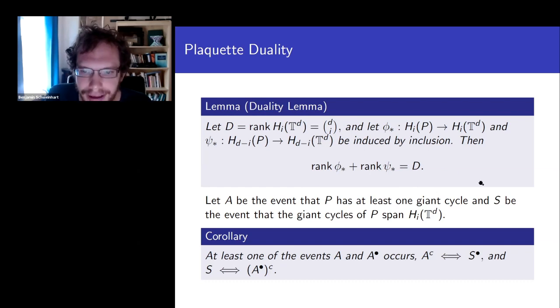And also, we get no giant cycles in our plaquette system if and only if we have a basis of giant cycles in the dual system and vice versa. So we have this nice coupling between our plaquette percolations, and a strong relationship between the events of interest: that we get no giant cycles and that we get a basis of giant cycles are dual to each other. Okay, so this is a nice result.